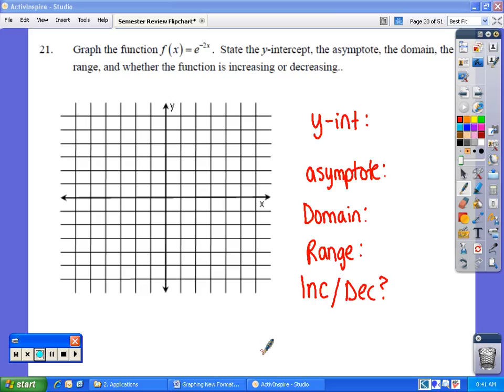Alright, this question says graph the function f of x equals e to the negative 2x. State the y-intercept, the asymptote, the domain, the range, and whether the function is increasing or decreasing. So this is another question that you can place right into your calculator. You would place it into the y equals. So go to y equals and put in e to the negative 2x.